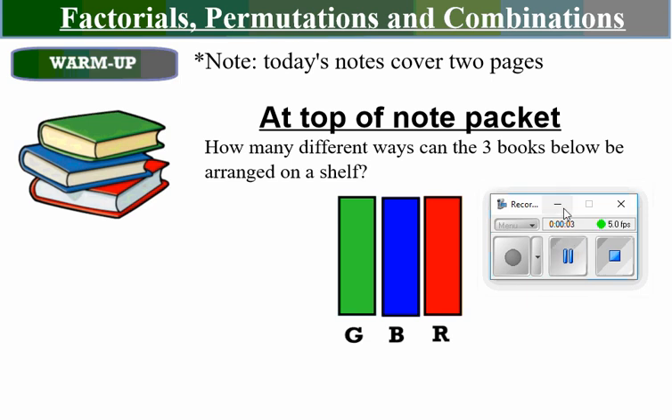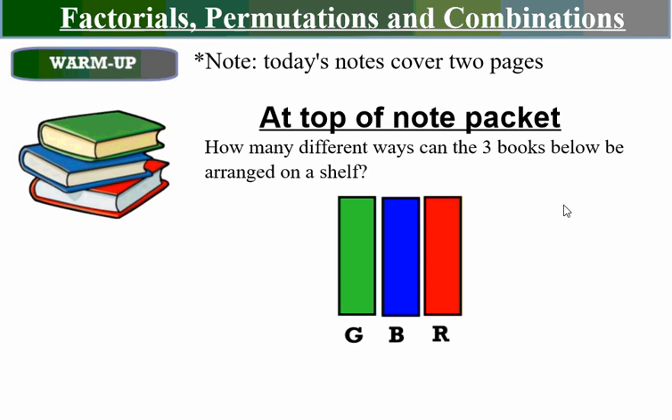Hello. In today's topic, we look at something called factorials, permutations, and combinations. Essentially what we're doing is looking at all the unique ways that we can count things.